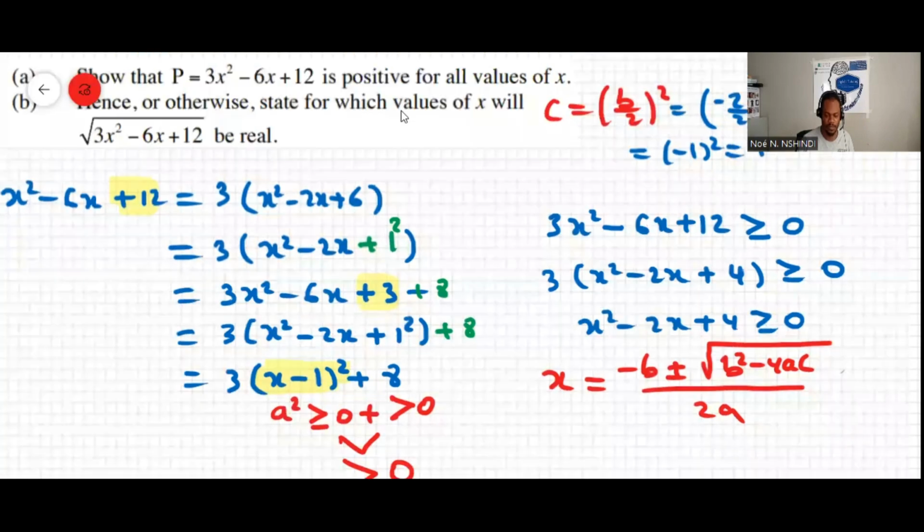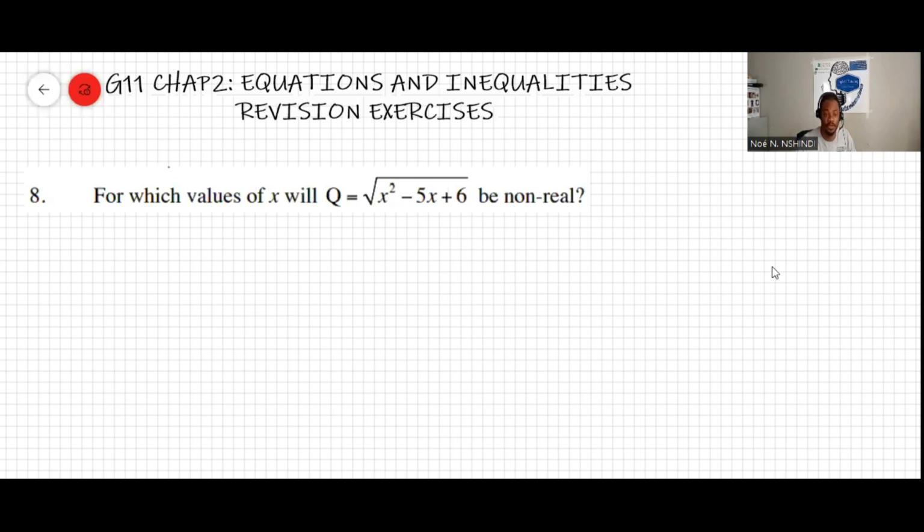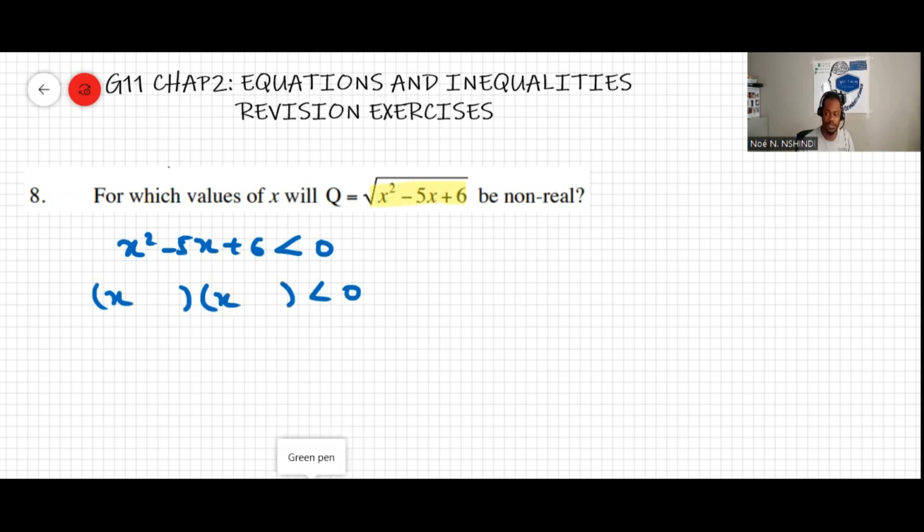Now we're moving. The question says here, for which values of x will this expression q be non-real? Okay. The expression will be non-real if what is inside here is negative. So it's gonna be like if x squared minus 5x plus 6 is less than 0. So if I factorize here, factors of 6 that can give me -5 will be -2 and -3. Okay, and then the critical values here are 2 and 3.